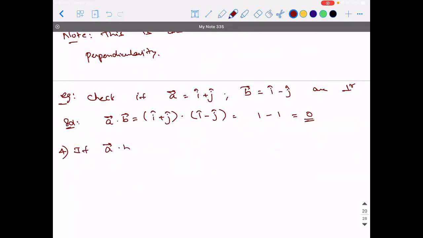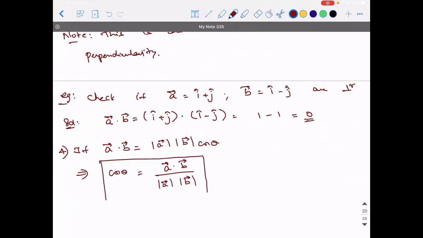If A vector dot B vector is equal to magnitude of A vector into magnitude of B vector times cos theta, that implies cos theta is equal to A vector dot B vector, the whole divided by magnitude of A vector into magnitude of B vector. Somebody asked me about how to find the angle, right? This is the formula that you can use to find the angle.